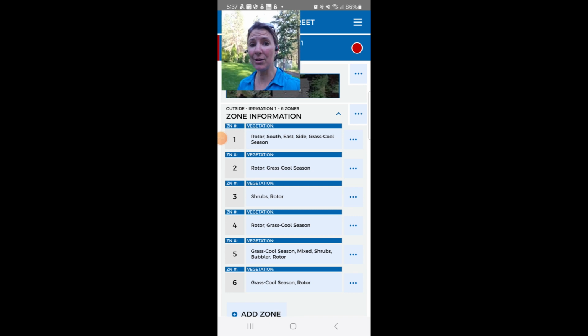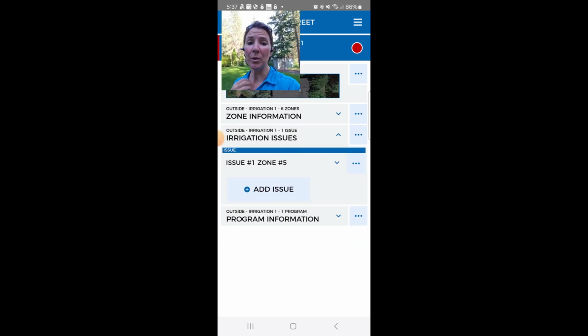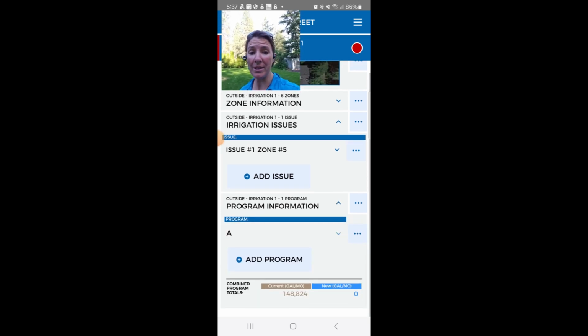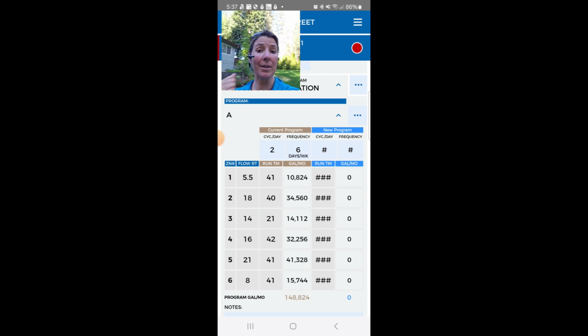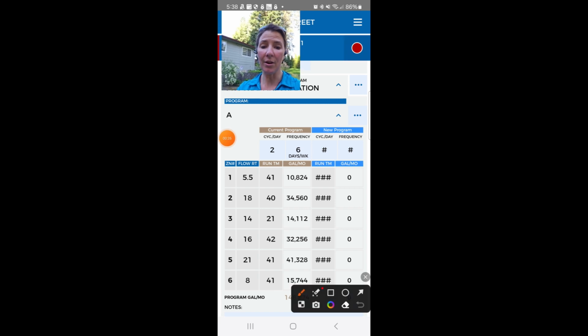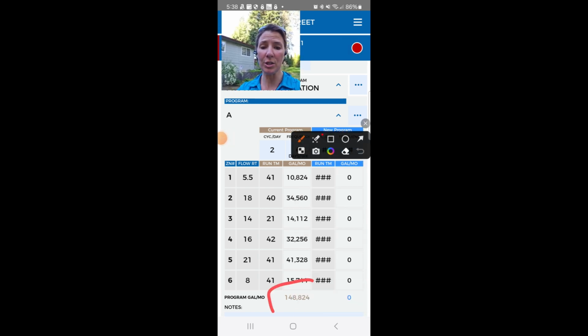Okay, we've now collected all of our zone information. We have our irrigation issues documented, and our program is now complete. So we can see, based on the run cycles per day, days per week, and runtime per each zone, combined with the flow rates, we can now calculate our monthly water use just for this program for this month.